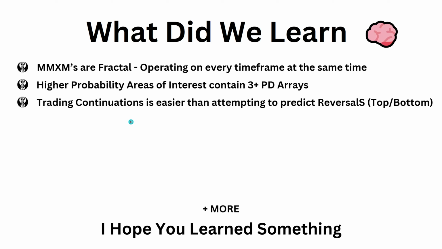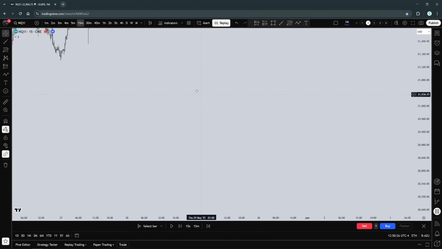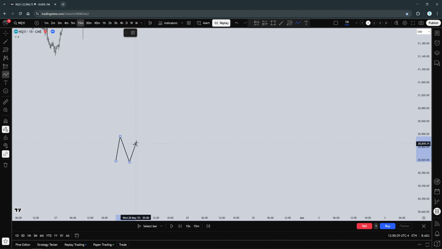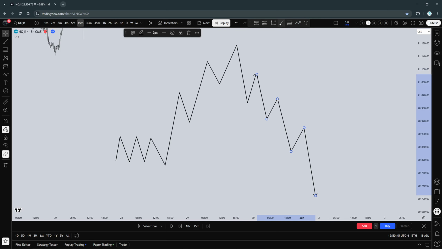What did we learn? There's three main concepts. I could have added so many here, but I think these three are the most important that I've learned for market maker models: they're fractal, right? They're operating on every time frame at the exact same time, okay? As we are creating a 4-hour market maker model to go higher, in this leg here we expect the 4-hour to drive lower into this sell side, don't we?